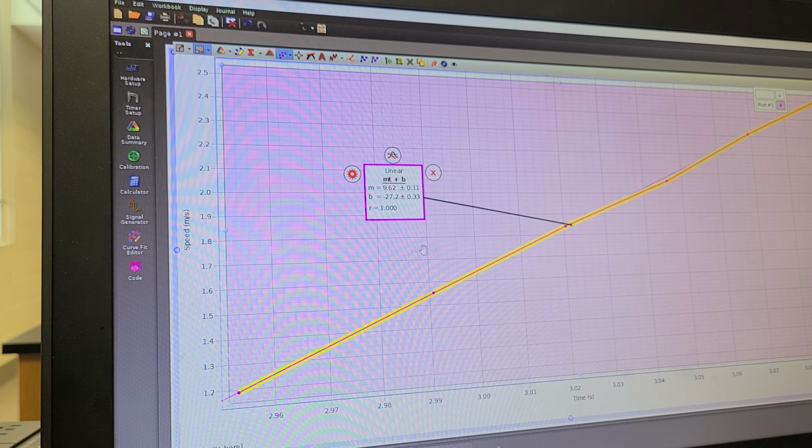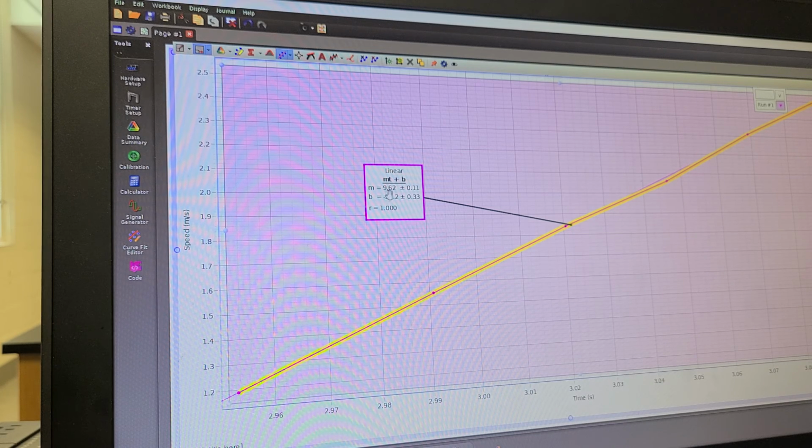And then again we are looking for the slope, because that is going to be the acceleration, which is the acceleration due to gravity, and in this case I'm getting 9.62 here. You see that for the slope. All right, so we are looking for the number after m. It's like y equals mt plus b. So m is the slope, which is 9.62.